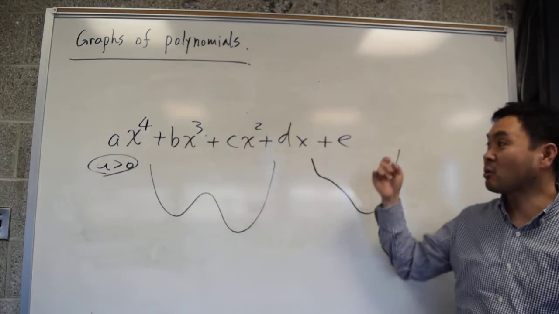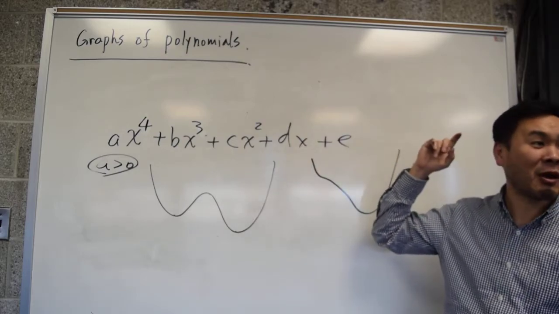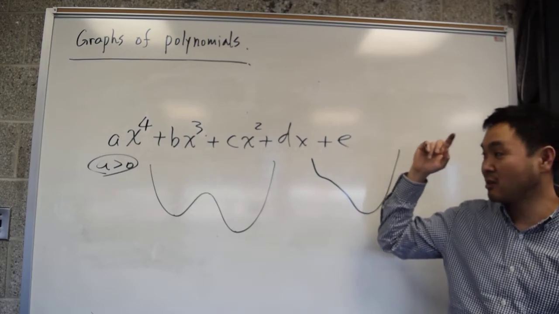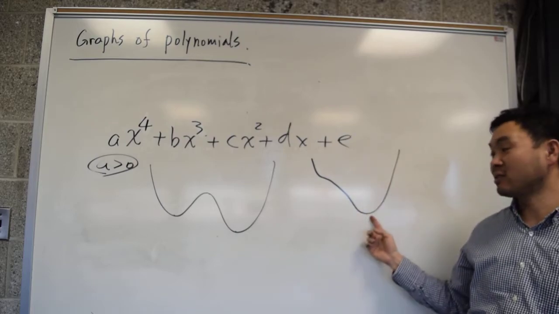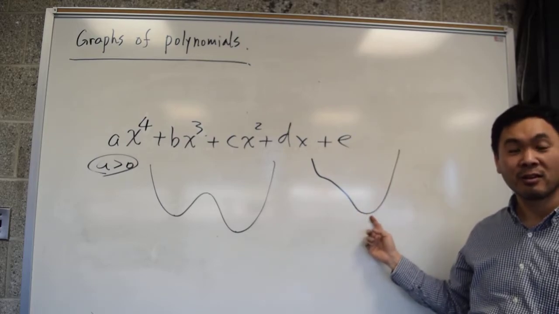Okay? So a quartic graph will have a maximum of how many turning points? 3. 3 is the maximum. Minimum, 1. This will be the case when you have 1, right? And so on.